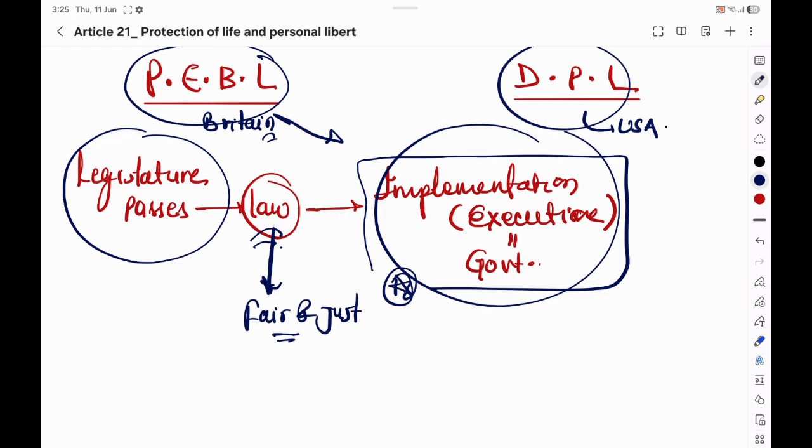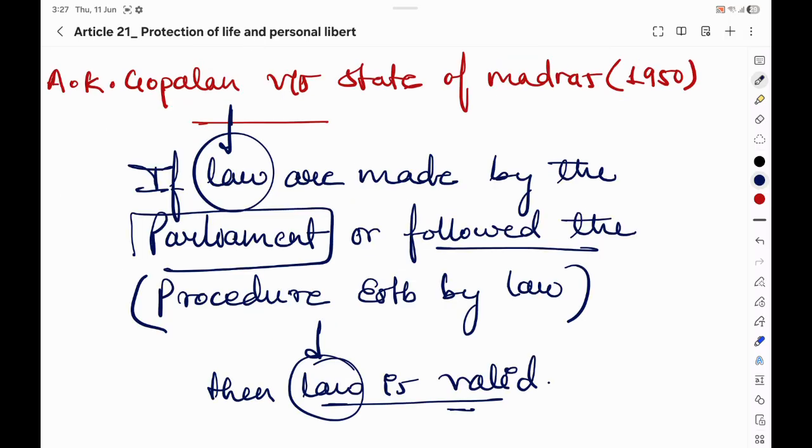So, even if the procedure that is given under the law is followed, the court can strike it down if it is unjust, arbitrary, or unreasonable. There was one case, the Gopalan case. Gopalan was basically a communist leader, and he was detained by the government under the PDA Act, that is the Preventive Detention Act.